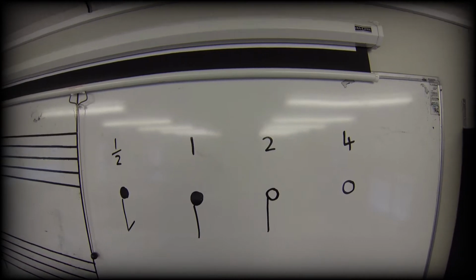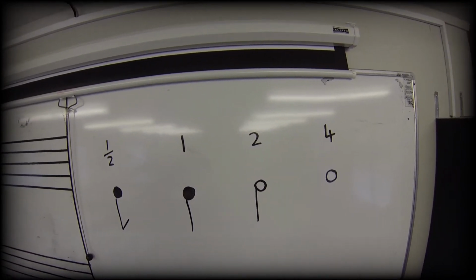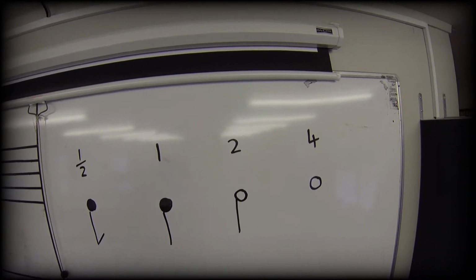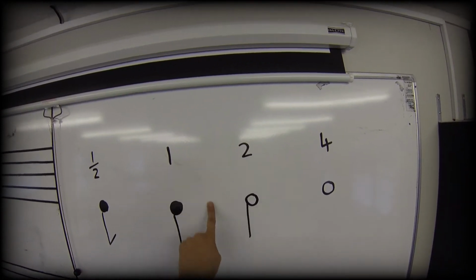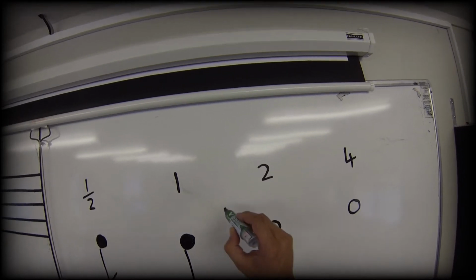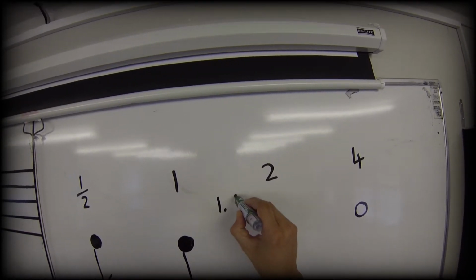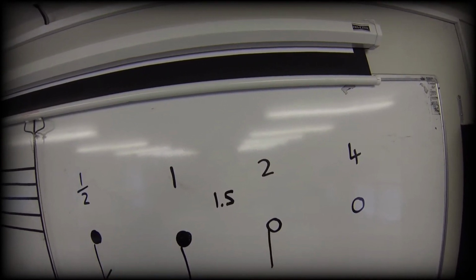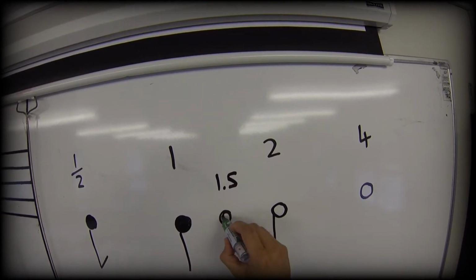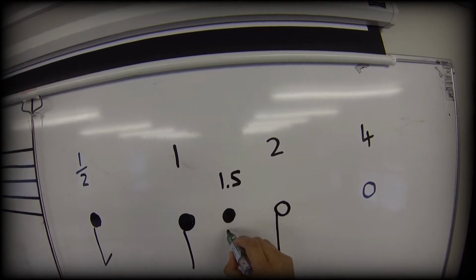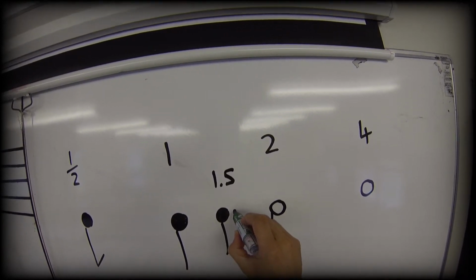There's only 2 note lengths I would like to add at this stage. I'd like a halfway point between 1 and 2 beats. So what's halfway? That's 1.5. And to do that, I'm going to take a 1-beat note, and to add the 0.5, I'm going to add a dot.